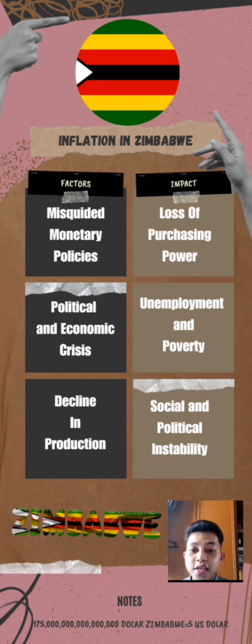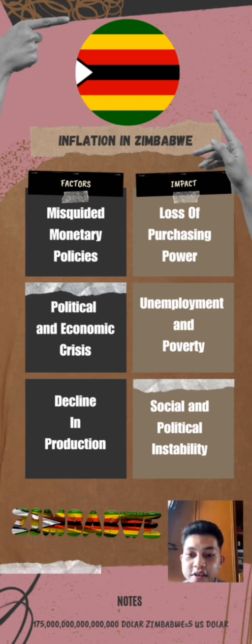Third, social and political instability. High inflation creates social and political instability. Protests and riots often occurred as a response to economic hardship and ineffective governance.